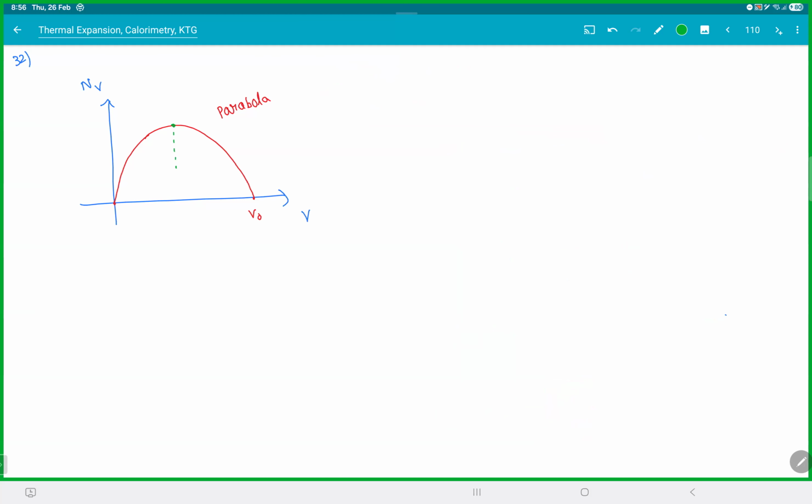So this point here, this is V naught by 2. This is your N V max. So V probable is V naught by 2.